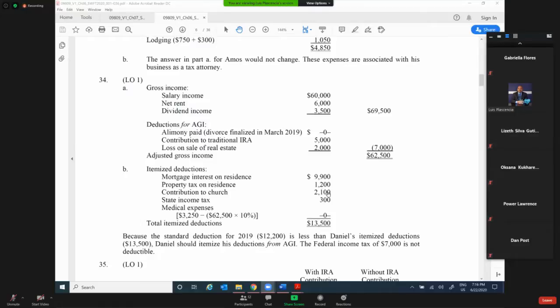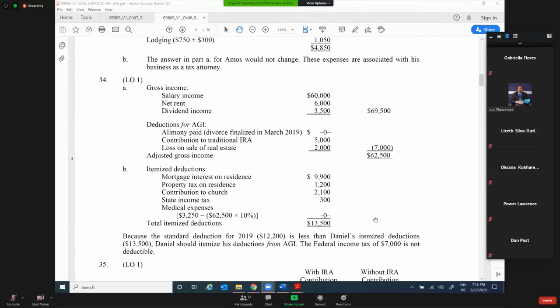So 1,200 plus $300, $1,500 in taxes. Remember, I said that's limited to 10,000. So just keep that in mind. Mortgage interest 9,900, and then the charity, so 13,500. So what would we take here? If the standard deduction is 12,200, itemized deduction is 13,500, what do we take in this case?